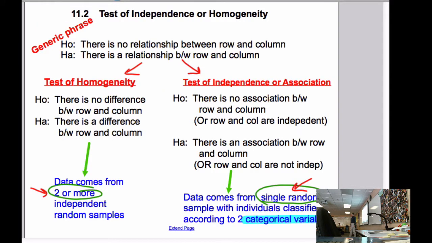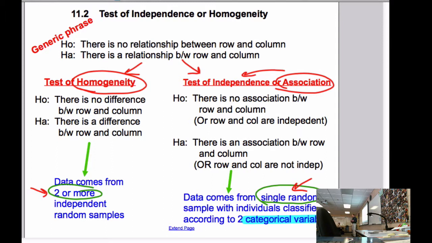Test of independence. Chi-squared. There are two tests of chi-squared: the chi-squared goodness of fit, and the chi-squared test of independence. If you do a chi-squared test of independence, there are two different types. One is association, and one is homogeneity. One's homogeneity, and one is association or independence, however you want to look at it.